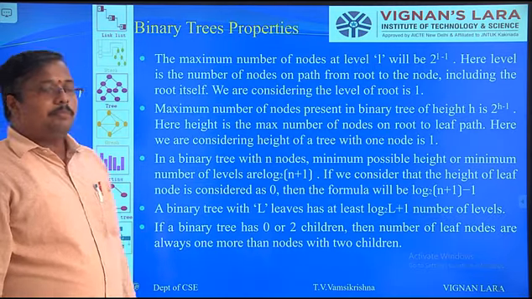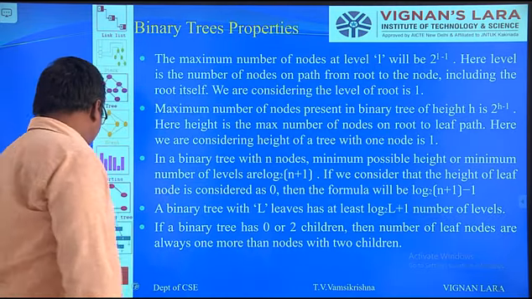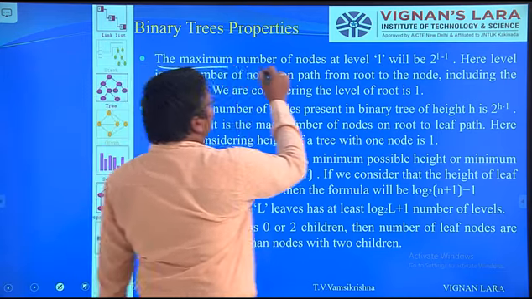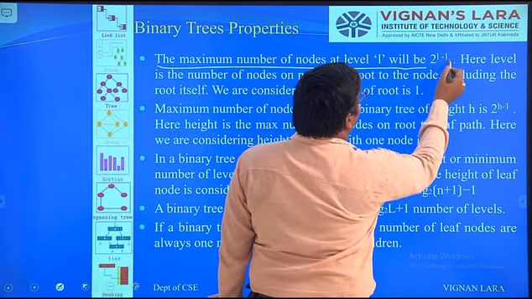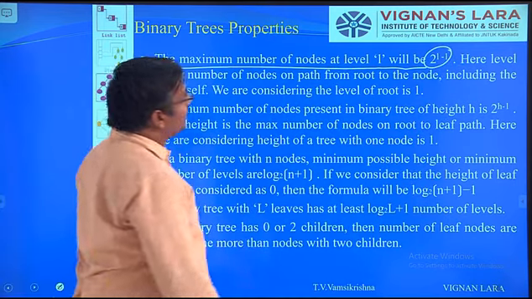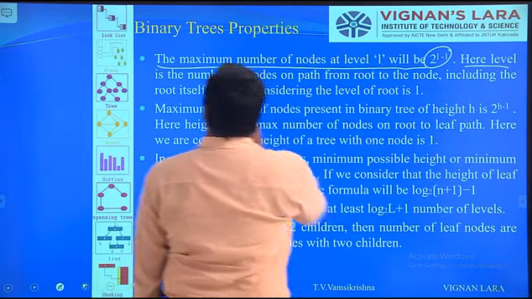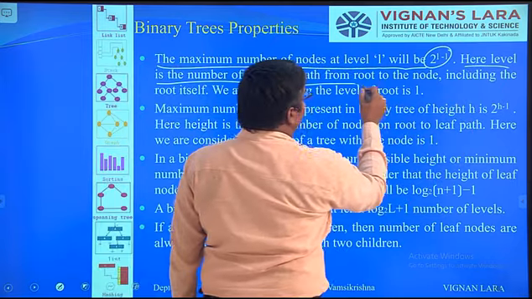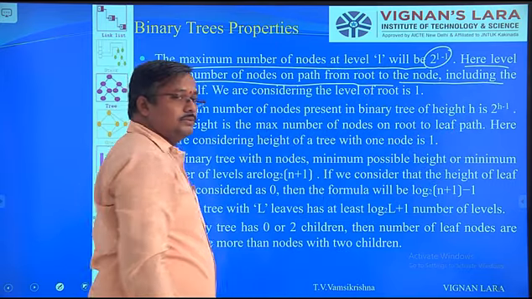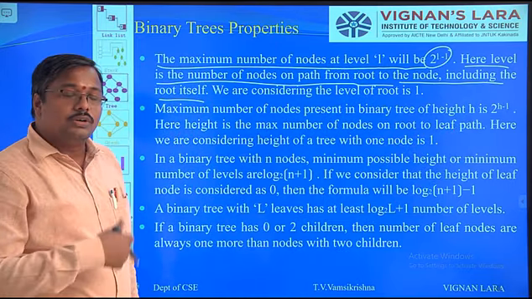And binary tree properties. Sometimes they are asking this kind of question also. So what are the properties? The maximum number of nodes in a level is 2 power L minus 1. So here, level is the number of nodes in a path from root to the node, including root itself. We are considering root itself also.